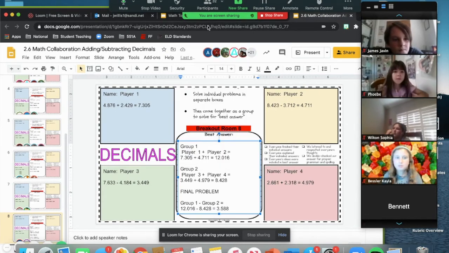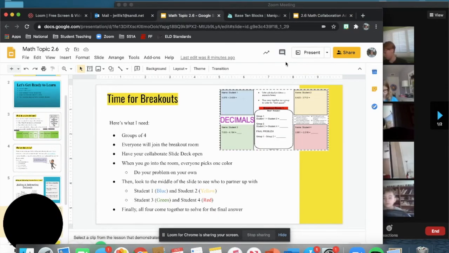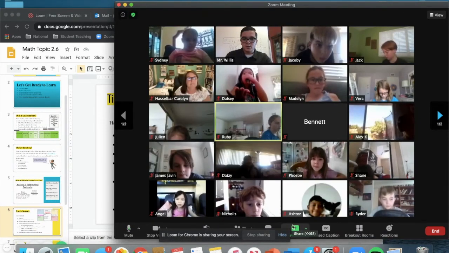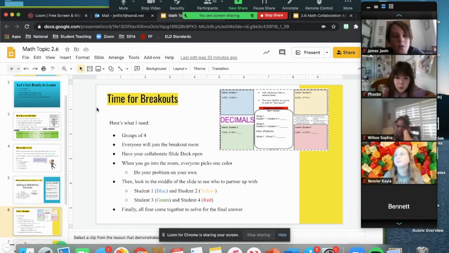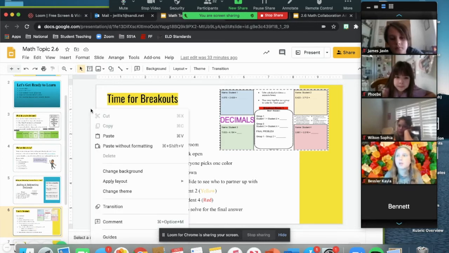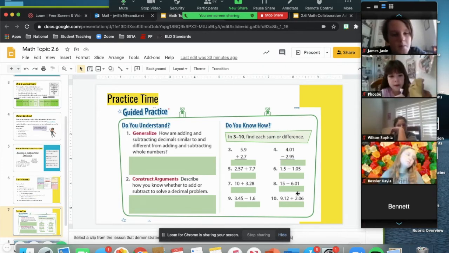Now I'm going to stop sharing my screen just for a second. We're going to go back to our slides. I'll share my screen with the slides. So we did our breakout rooms. We have practice. We're going to do 1 and 2 together right now. And then 3 through 10 you guys are going to do once we get off of Zoom. Because 1 and 2 are more talking about things in a discussion rather than the actual adding or subtracting of decimals. So I want you guys to think about this.